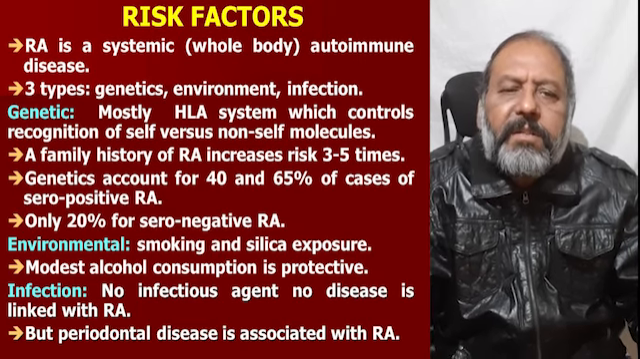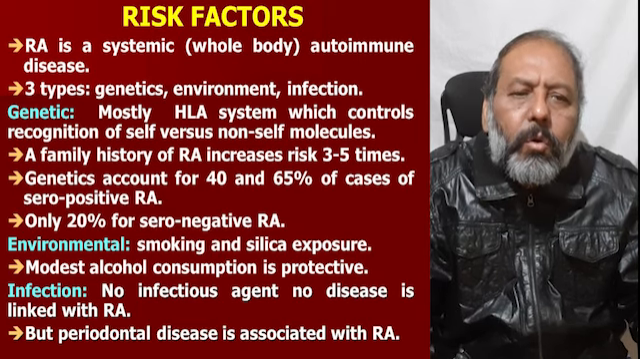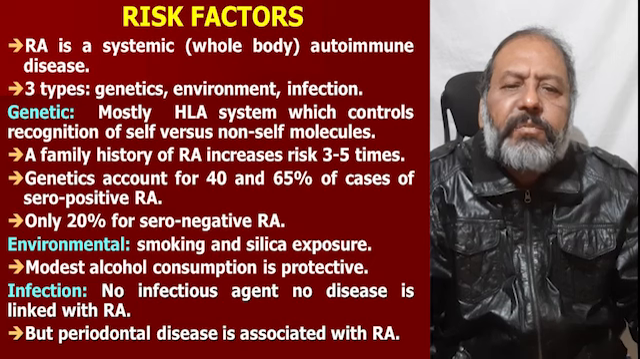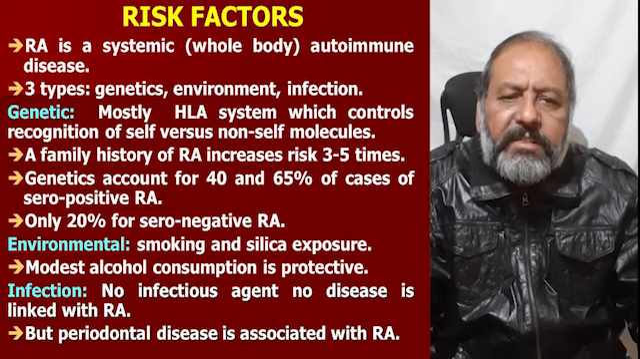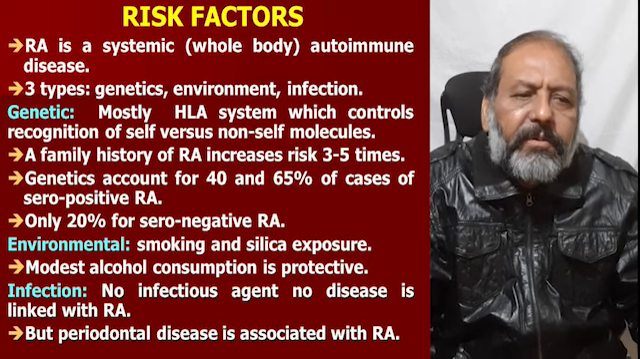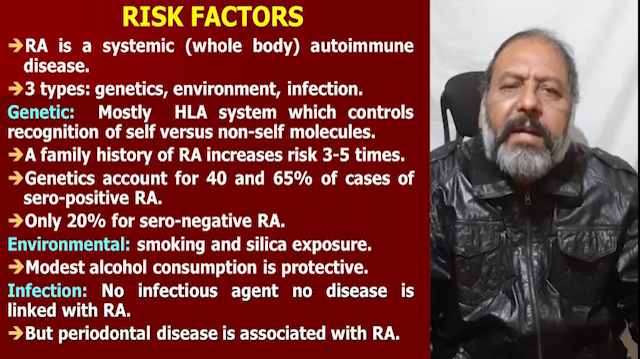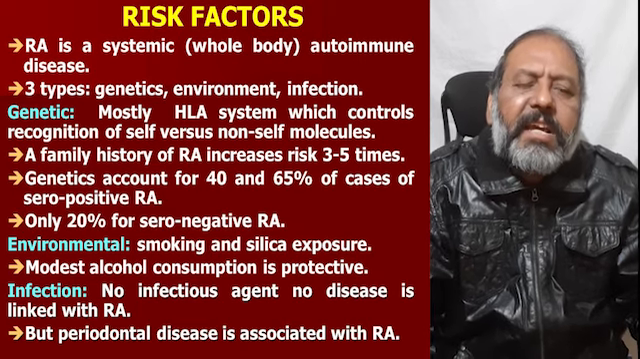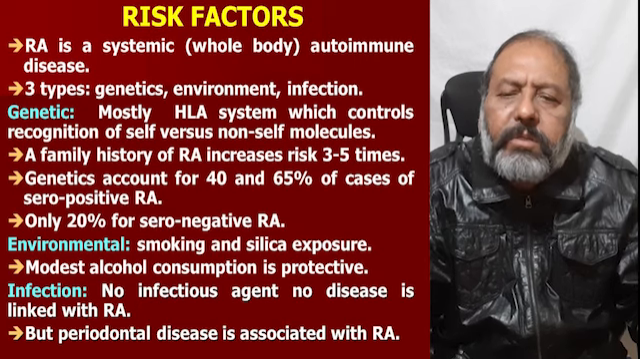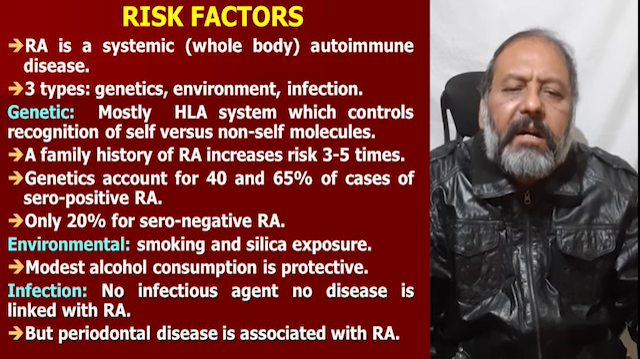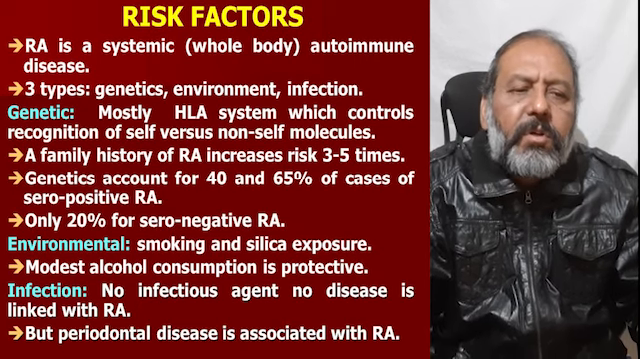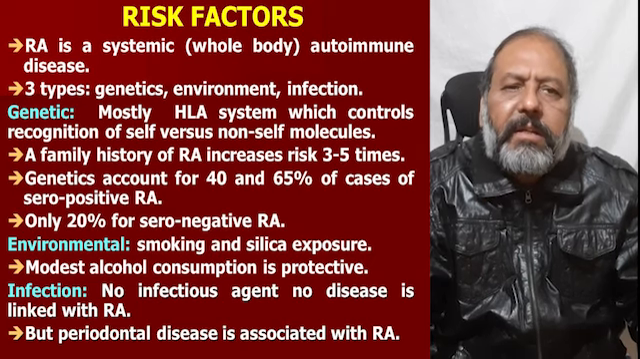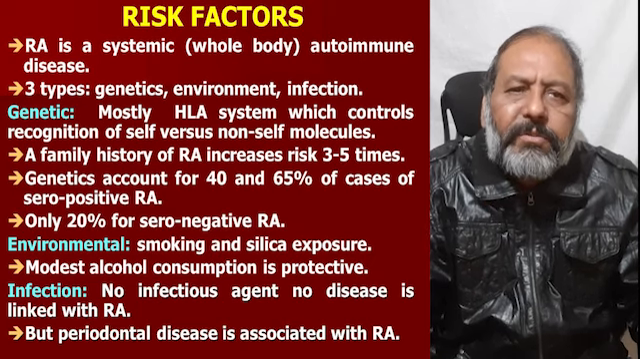Rheumatoid arthritis is a systemic, whole body autoimmune disease. These risk factors are of 3 types: genetic, environment, and infection. Among the genetic risk factors, mostly the HLA system, which controls the recognition of self versus non-self molecules. As I have told you already, it is an autoimmune disease.